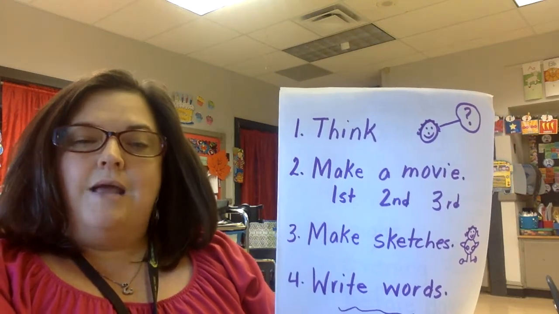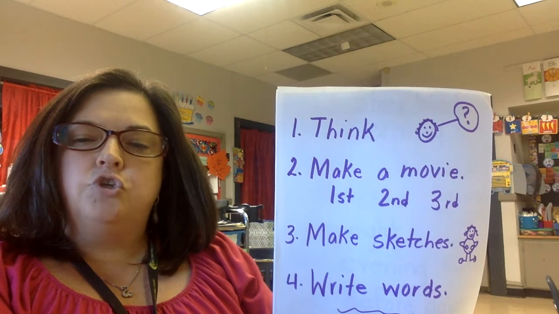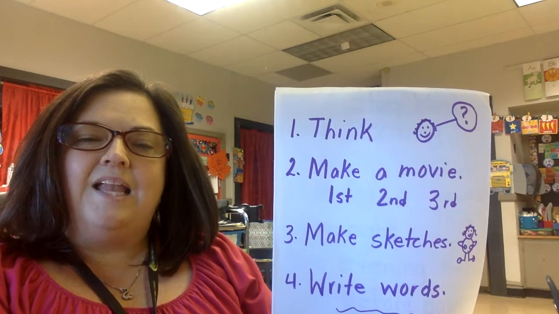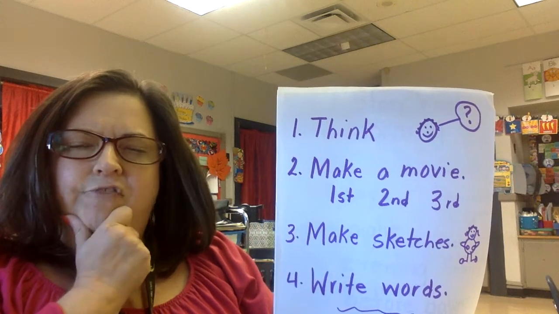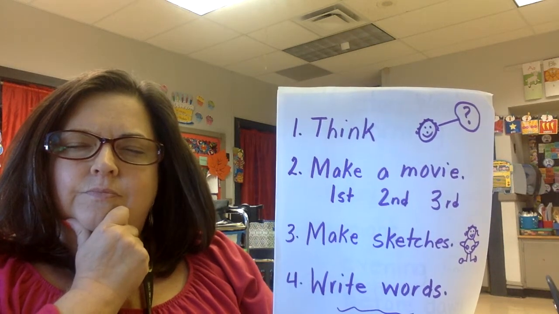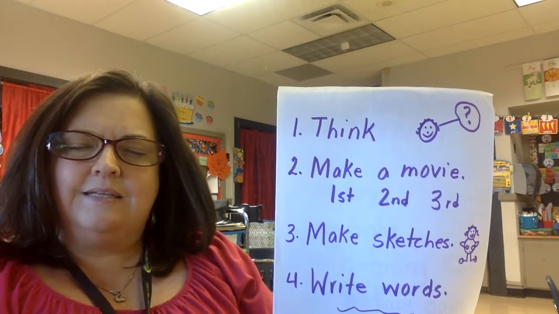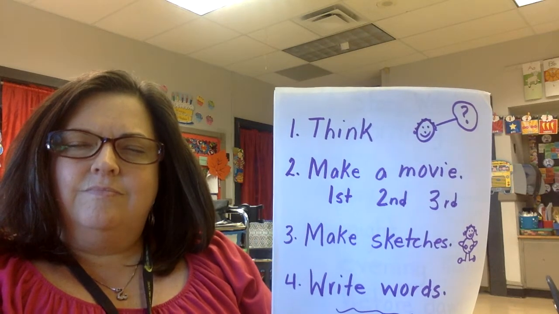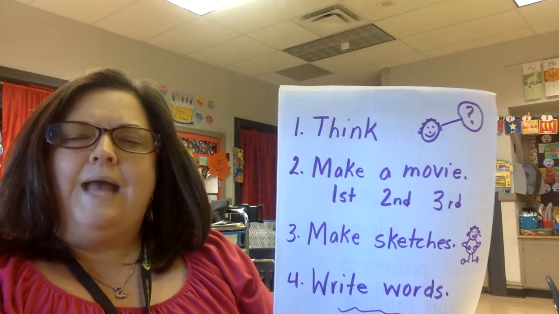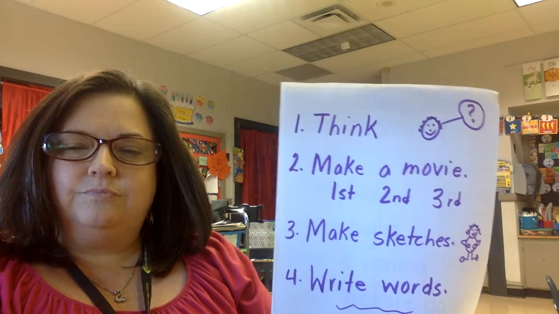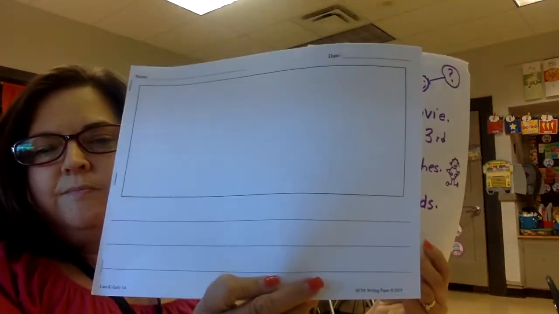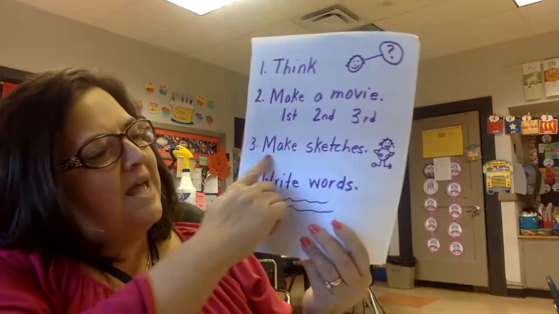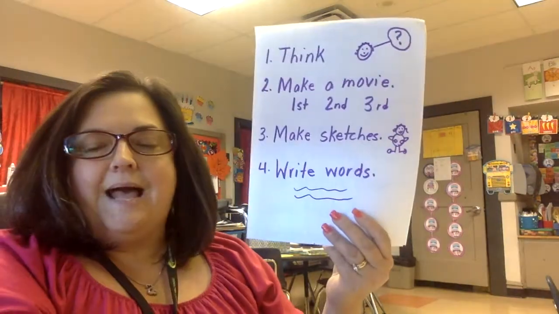Okay? Now, you're going to keep your eyes closed and you're going to make a movie in your mind thinking about what happened. What happened first? What happened next? What happened last? Then you're going to get one of these sheets of paper and you're going to make sketches of what happened.